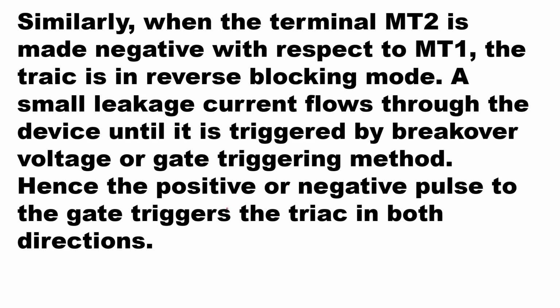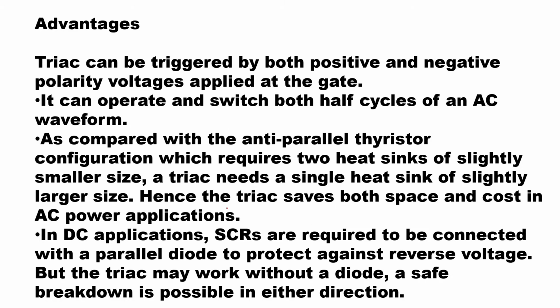This is what we have seen in the theory in the working of triac. Then the advantages of a triac are: triac can be triggered by both positive and negative polarity voltages applied at the gate. Because in comparison with SCR, SCR can be triggered only by positive gate pulse, whereas triac can be triggered by both positive and negative gate pulse. It can operate and switch both half cycles of an AC waveform. That means it is a bidirectional working, whereas SCR was only in one direction, unidirectional working.